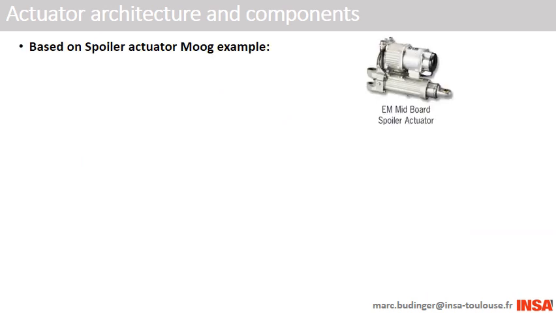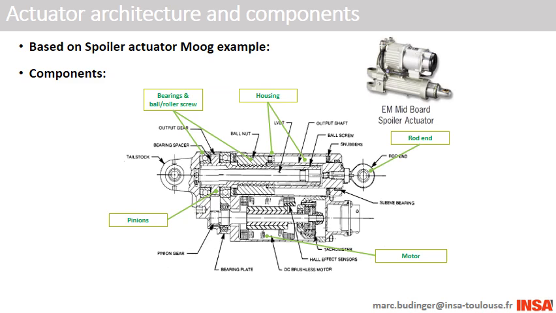Here's the architecture of the studied case. It is based on an example, an EMA for the Boeing 787 spoiler, designed and manufactured by Moog. It is composed of mechanical components for effort transmission, such as rod end, rod, housing, for power transmission, ball screw, bearings, gears, and electromechanical components, such as a brushless motor.